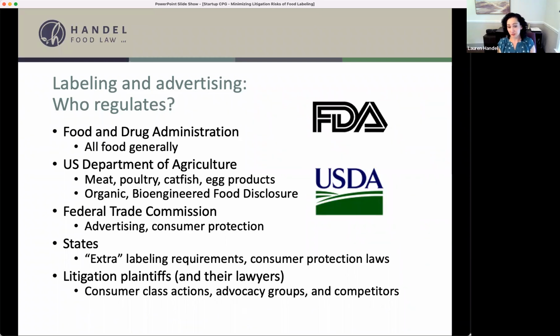I've included litigation plaintiffs and their lawyers in this slide, which you might think of as kind of strange since this is about regulation, but you can think of litigation as basically a form of regulation. Litigation is very much filling in gaps in regulation and in regulatory enforcement, where honestly the regulators don't have the bandwidth and haven't made it a priority to aggressively enforce the labeling laws that do exist. And that's left room for class action plaintiffs' lawyers to step in and bring lawsuits to challenge the labeling of food and beverage products. Lawsuits also can be brought on behalf of advocacy groups, such as nonprofit public interest groups, and also by competitors against each other.